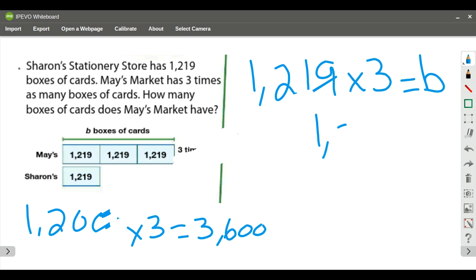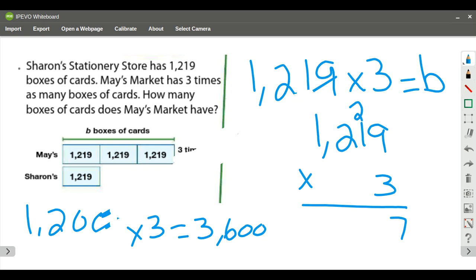So I have 1,219, and I'm going to multiply that by 3, and then that will tell me what B is equal to. So 3 times 9 is 27, so I put down the 7, I regroup the 2. 3 times 1 is 3, plus 2 is going to be 5. 3 times 2 is going to be 6. 3 times 1 is going to be 3.